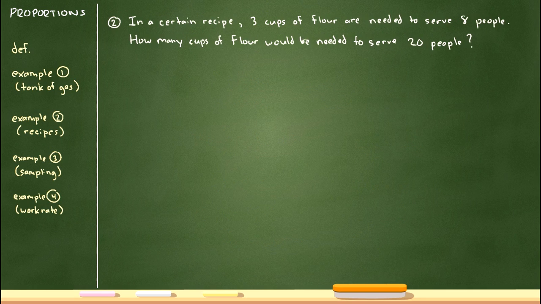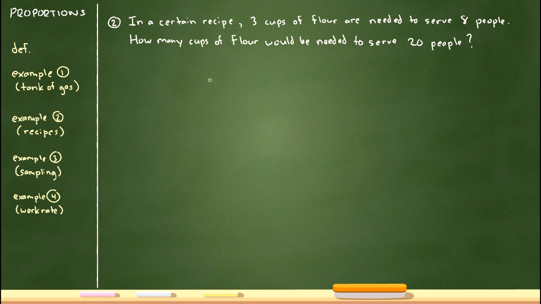So now in example 2, in a certain recipe, we have 3 cups of flour are needed to serve 8 people. So how many cups of flour would be needed to serve 20 people? And this is probably something we've all had to do, like doubling recipes and so forth. So if 3 cups of flour are needed to serve 8 people and we need to serve 20, well, that's 2.5 times 8. So we would expect 2.5 times 3 cups of flour to be needed to serve the 20 people. But again, we want to have an idea on how to set up these proportions.